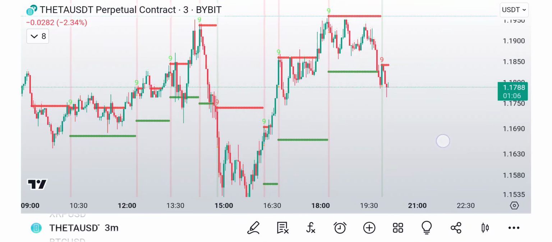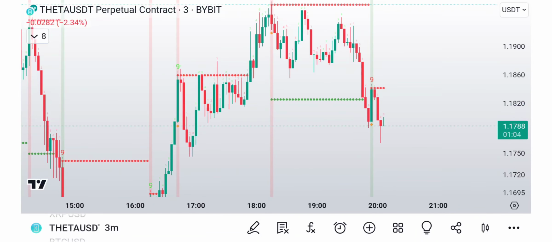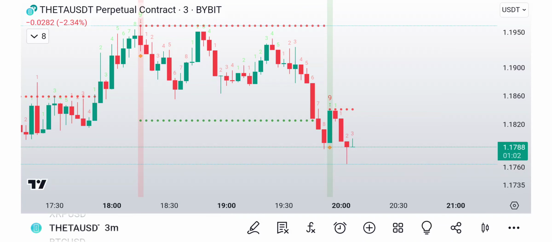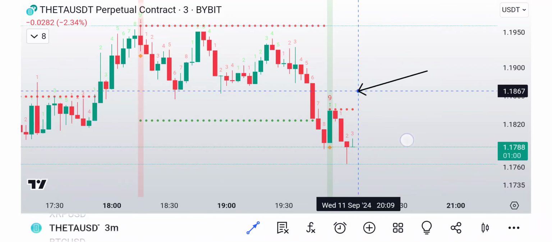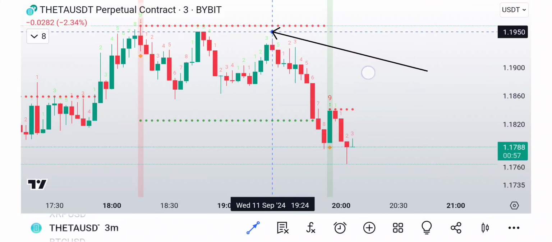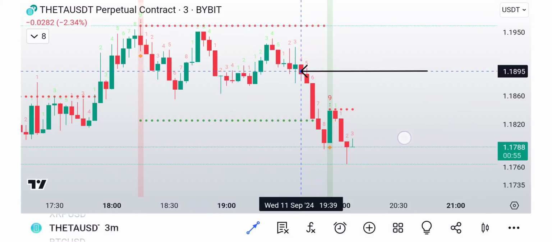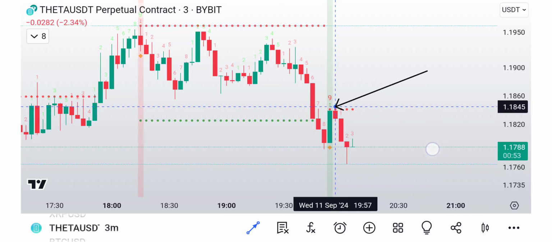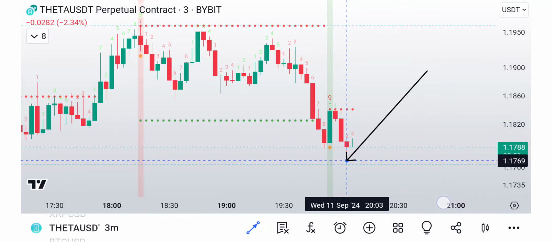Let's see. There's the 3-minute chart, and there's your 5th wave. Look at that. We were just here a couple minutes ago, and I just said 1, 2, 3, 4, and I said we're probably going to get 5, and that's exactly what we got.